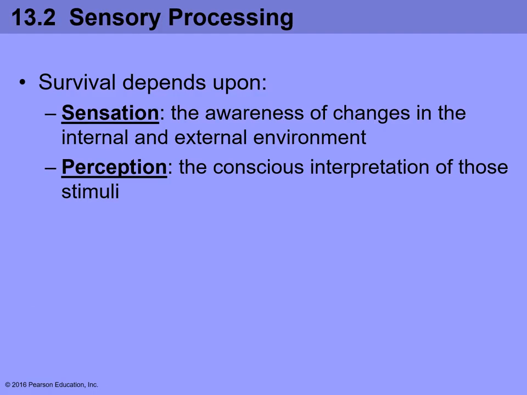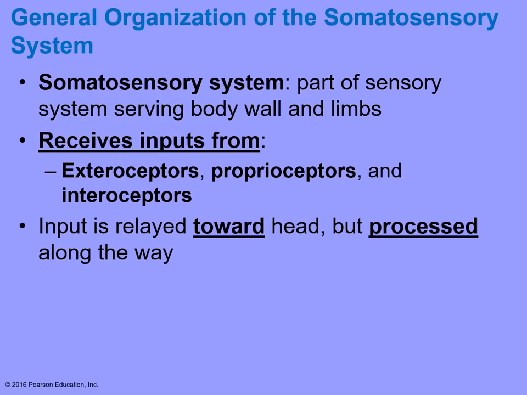So in terms of processing this information, survival is going to depend upon both sensation and perception. The awareness of the change, and then being able to consciously interpret that. When we look at the organization, the somatosensory system is going to be part of the sensory system. Somato tends to refer more towards the skeletal muscles, is one thing to definitely think of. So the body wall, your limbs, your arms, your legs. It's receiving inputs from numerous types of receptors.